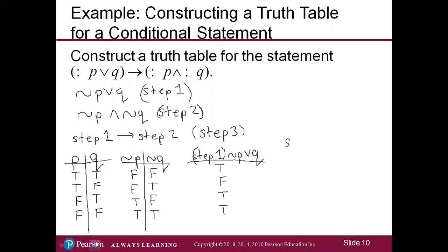Step 2, which I'll try to make more space, is not P and not Q. That is, we focus on the not P and the not Q column, and we AND them. The AND is only true when both components are true. That's only the 4th line.